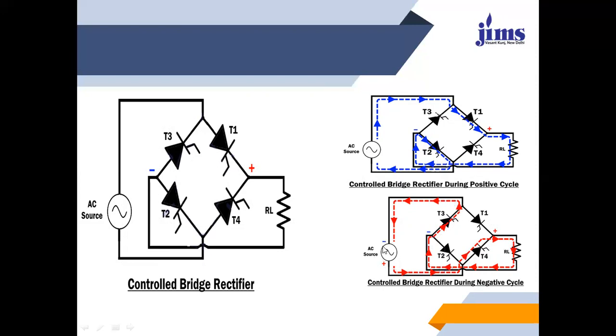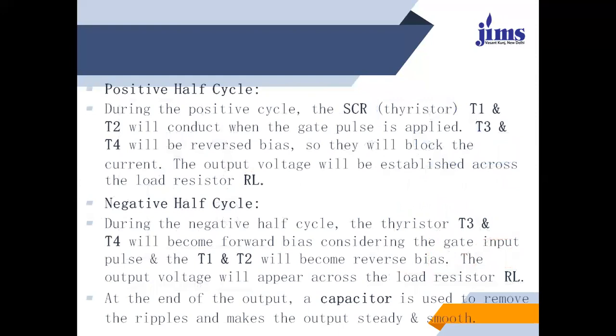So this will be the path which will be followed for the negative half cycle by the bridge during the conduction process. For the positive half cycle, the SCR T1 and T2 will conduct when the gate pulse is applied. T3 and T4 will be reverse biased, so they will block the current. The output voltage will be established across the load resistance R.